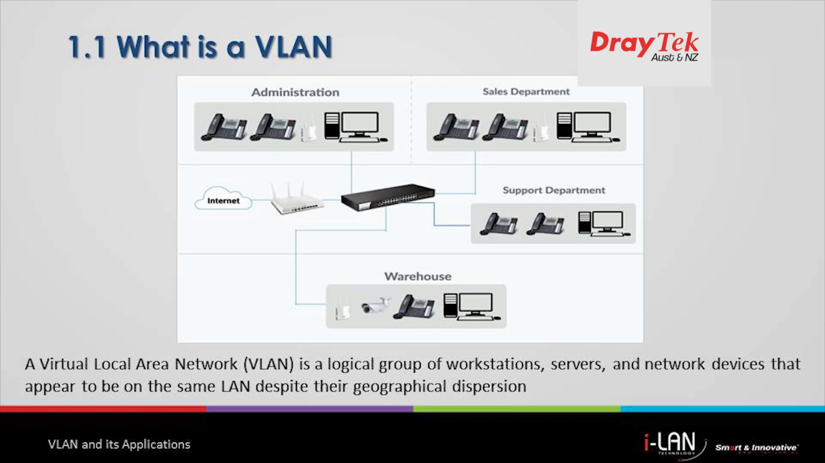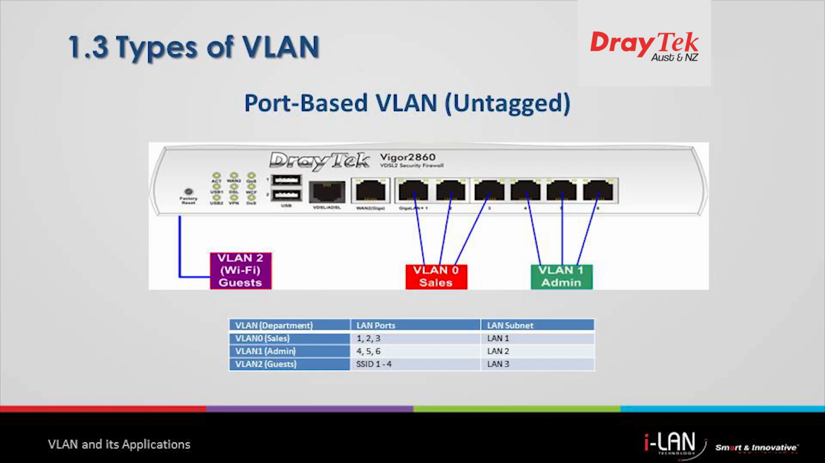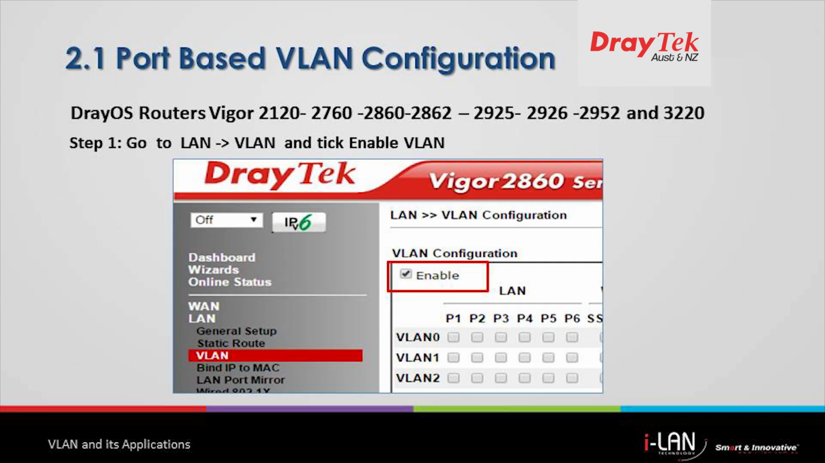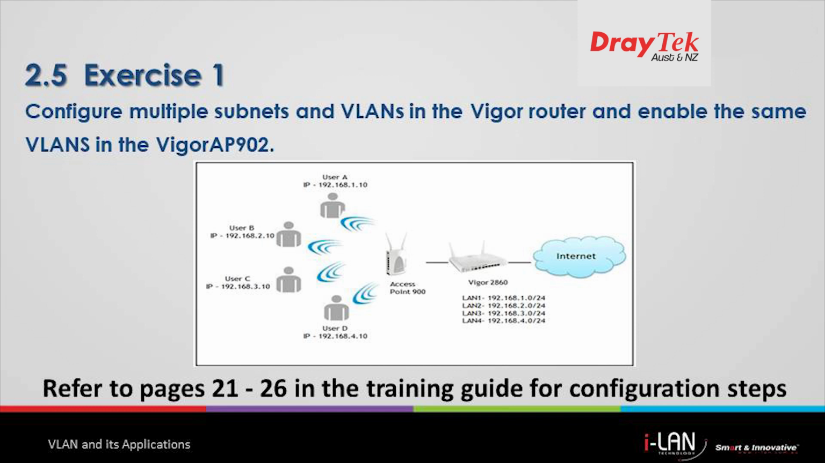This workshop looks at what VLANs are and the different types of VLANs that are available in DrayTek routers. These include port-based VLANs and tag-based VLANs. Configuration options are discussed and the hands-on exercises give you practice in setting up VLANs between a DrayTek Vigor router and an access point using tag-based VLANs.